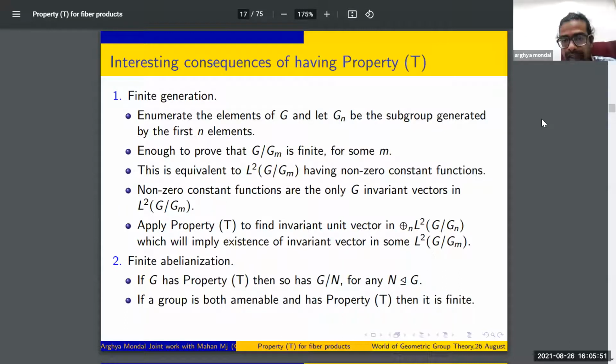I don't want to go into the definition of amenability, but let me just say that all abelian groups are amenable. So now you take N to be the commutator subgroup of G. Then G mod [G,G] is the abelianization. So it has property T and it is abelian. So if it was infinite, it would not have property T. So it is finite. Okay.